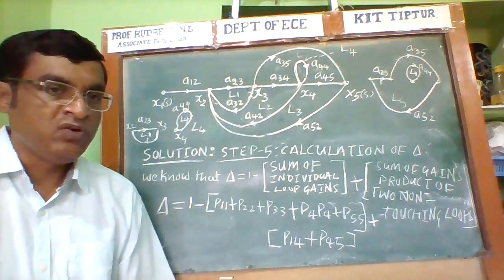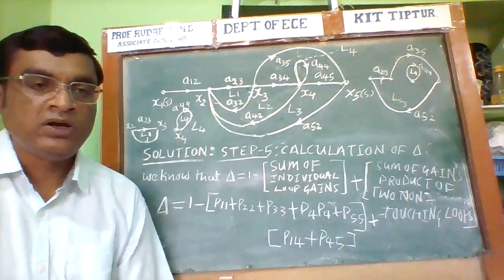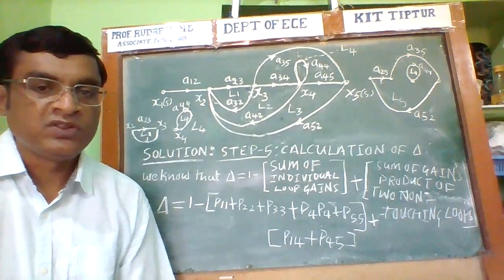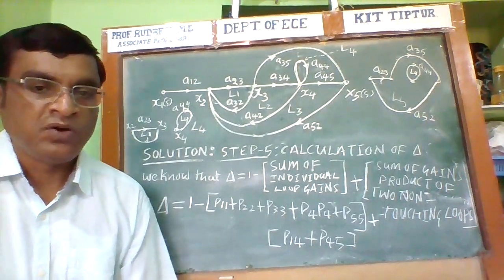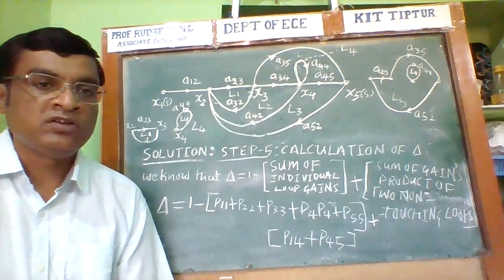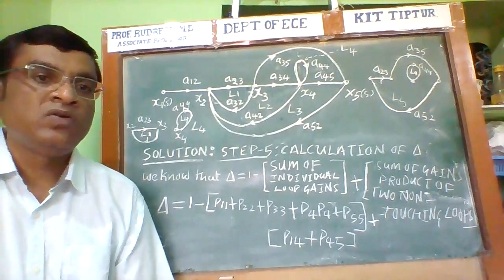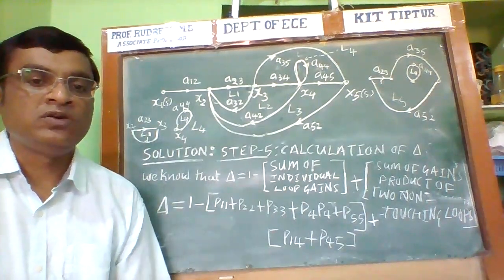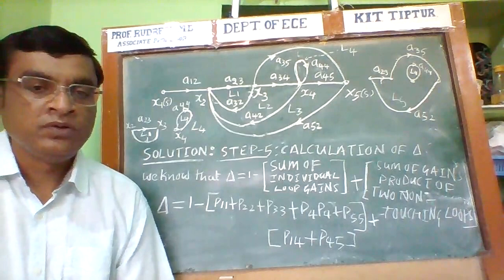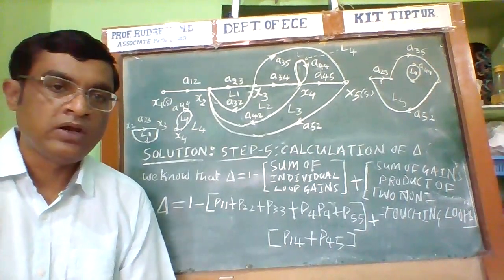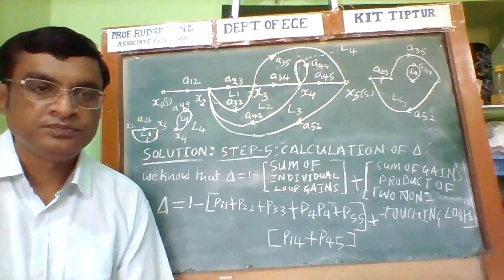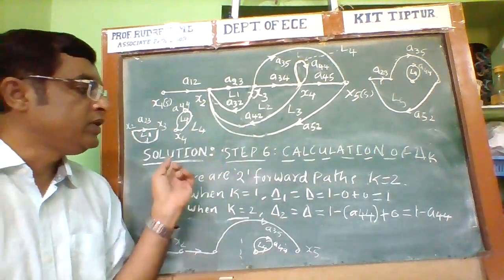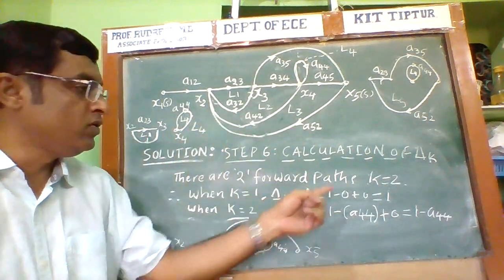In the next step, I go for calculating the delta k value. Delta k means the determinant of the graph with respect to the kth forward path. There are two forward paths. Now what is the value of delta 1 with respect to the first forward path, and also delta 2 with respect to the second forward path? That can be calculated in the next step. In step 6, we go for calculating the delta k. Here there are two forward paths, therefore k is equal to 2.